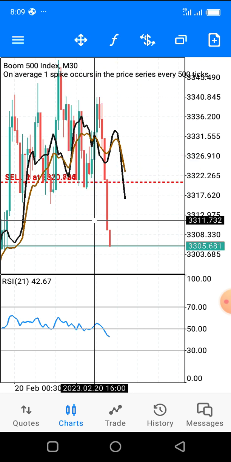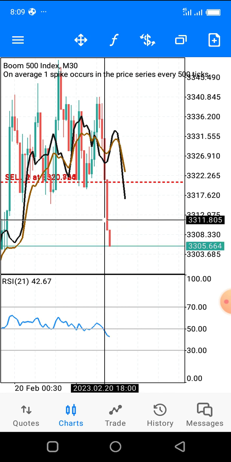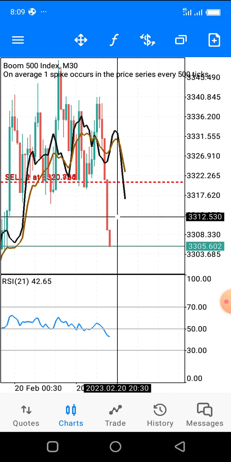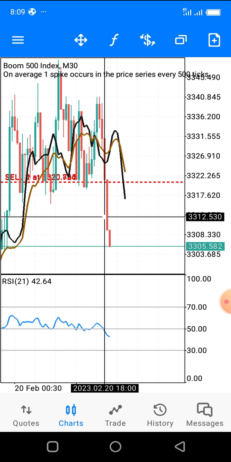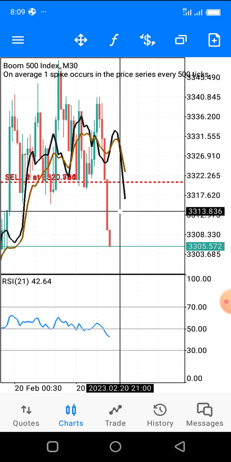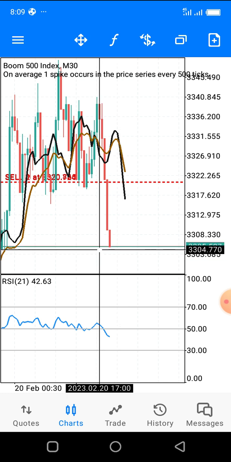As you can see on my chart, I have 2 moving averages here. The black moving average is the 5 period, while the brown is the 12 period. Now, with the 5 period moving average, you sell, like in this case, when the 5 period crosses below the brown 12 period moving average. As you can see on my chart right now, you sell.